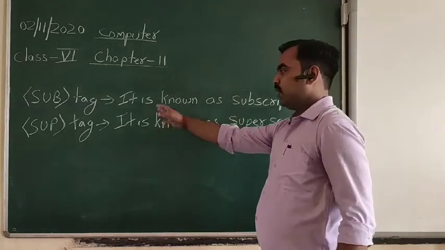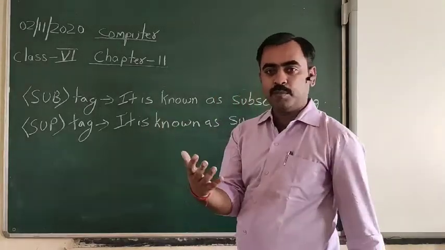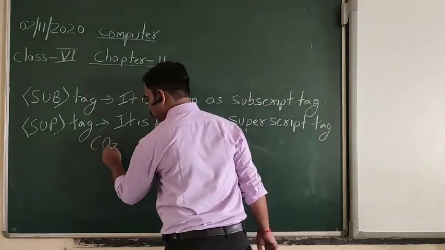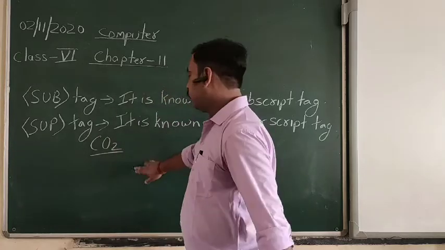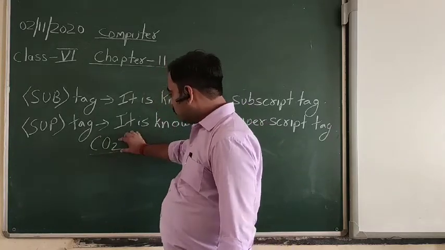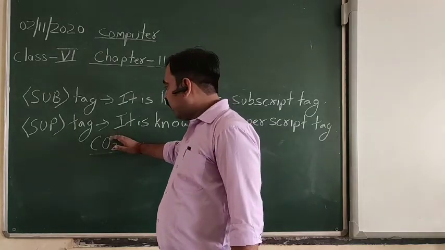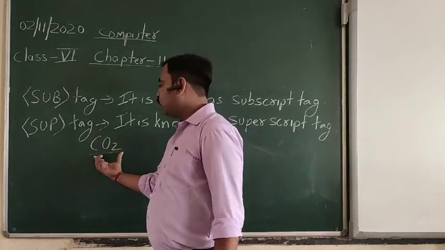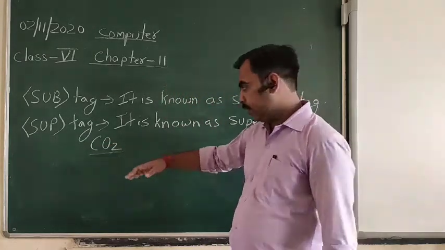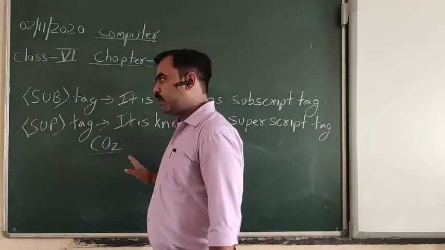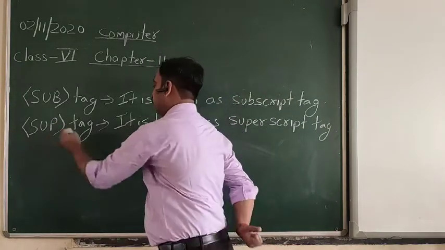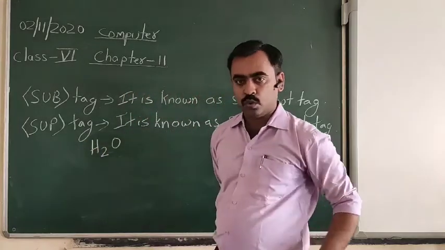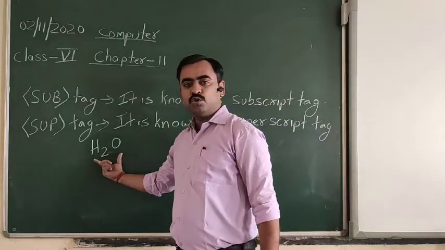Okay, now you see the example of using. Take an example that if you want to display the chemical formula CO2, where the 2 is displayed just half below the general text, that is C and O. Suppose you want to write the chemical formula for carbon dioxide. Or take another example that if you want to display the chemical formula for water, H2O, you want to display this H2O.